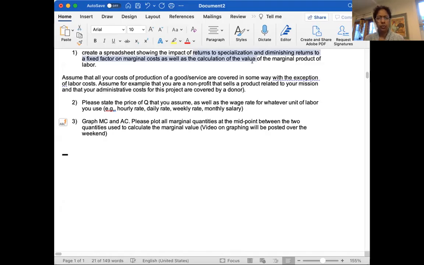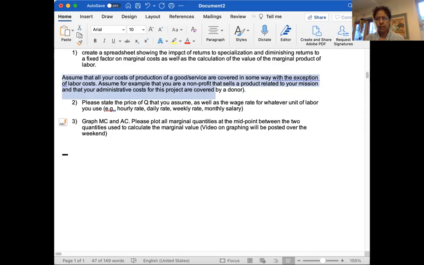And what we're going to do after that is show what we call diminishing returns to a fixed factor. We're assuming that all the costs of production are covered in some way except labor. So we're looking at labor as our input. This is not too far-fetched, seeing that some nonprofits have somebody support their admin costs or other costs. So in that case, for a particular project, you might be just covering labor.